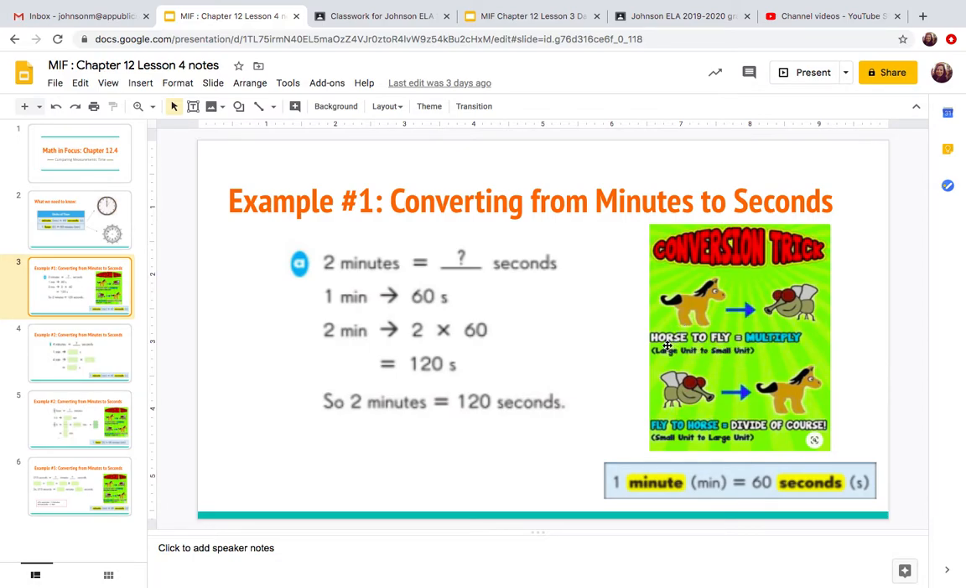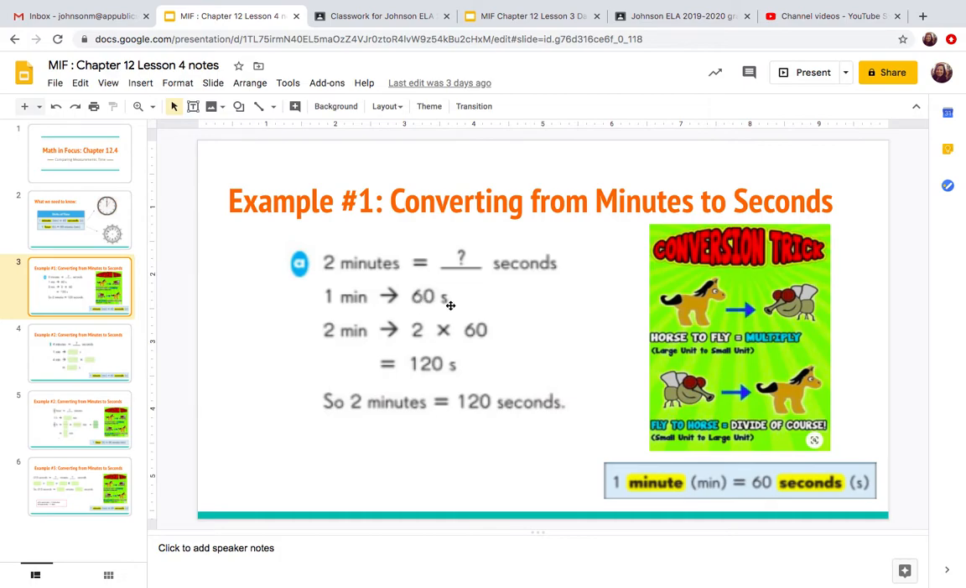So if you're going from something large like a horse, you're going to be going to something smaller like a fly. So it says horse to fly, multiply. If you're going from a large unit to a small one, you're going to multiply. So I'm going from minutes to seconds, large to small. Horse to fly, multiply. So I'm going to write down my conversion here.